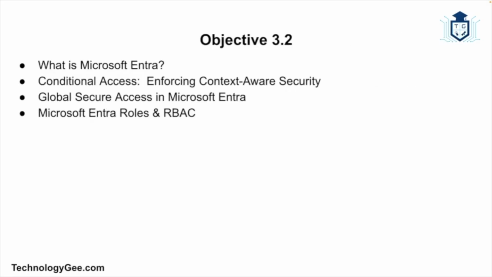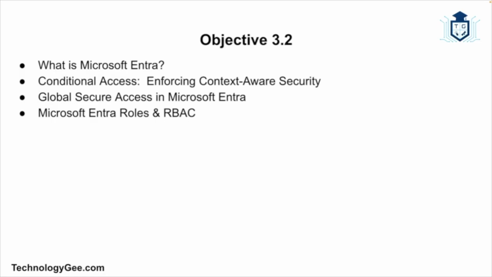All right, so in conclusion, Microsoft Entra's access management capabilities empower organizations to secure their digital environments while enabling productivity. Conditional access enforces dynamic, context-aware security policies. Global secure access, this delivers seamless and secure access to resources. And role-based access control, this simplifies the management of permissions through role-based assignments.